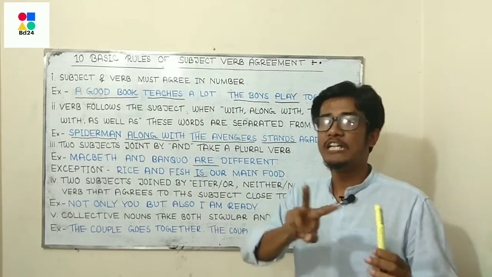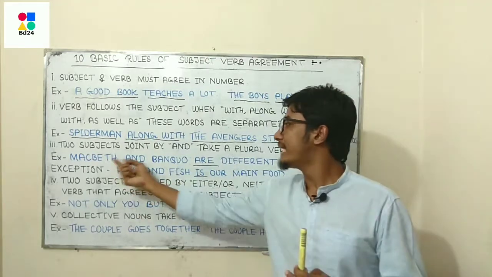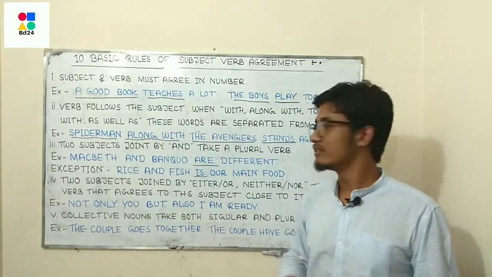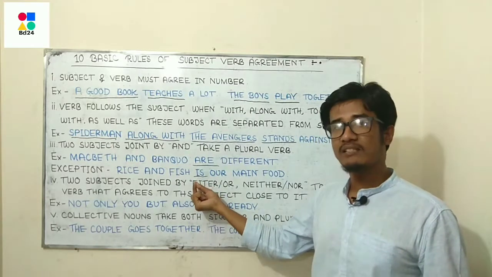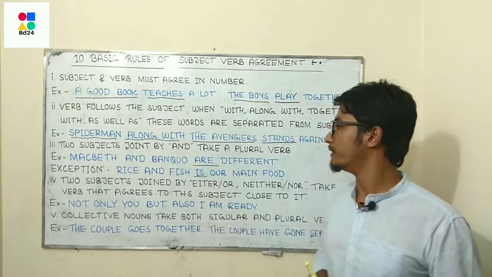When they mean different units, the verb will be plural. Macbeth and Banquo, they are two different units. But rice and fish, they are the same unit. That's why the verb is singular here, and the verb is plural there.